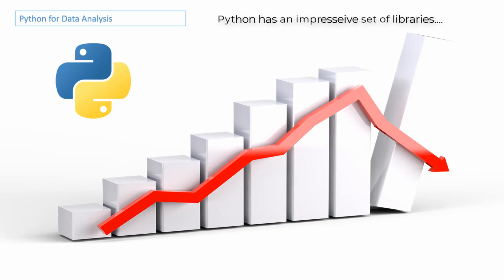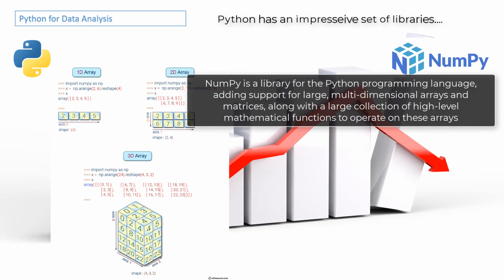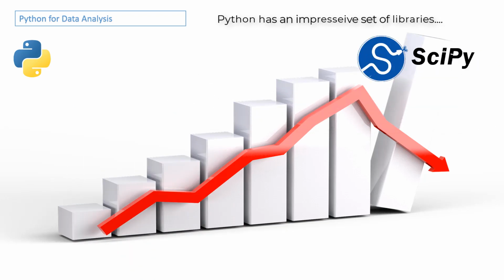So let's start with the NumPy library. NumPy is short for Numerical Python. It is the most powerful scientific library available in Python for handling multi-dimensional arrays, matrices, and methods in order to compute mathematics efficiently. Next we have SciPy.